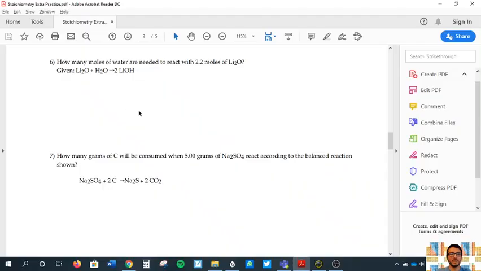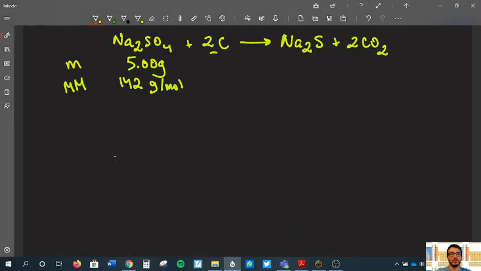Okay, what else are we given here? 5 grams of that react according to the balanced reaction. We need the mass of carbon. So question mark here, we need the mass of carbon. So this is everything we're given. The molar mass we weren't given, but it's something that we can figure out by looking at a periodic table. All right, so 142 grams per mole.